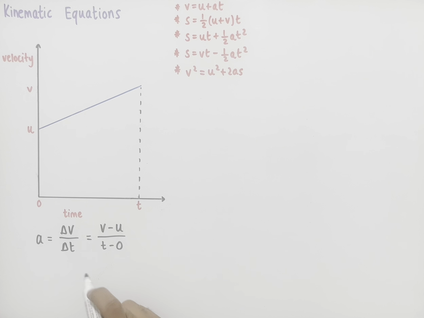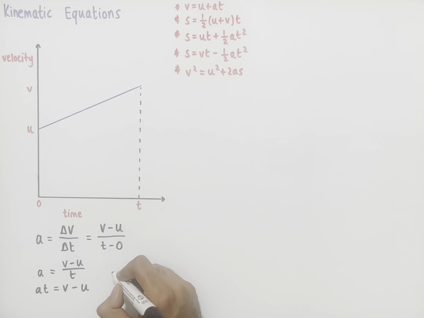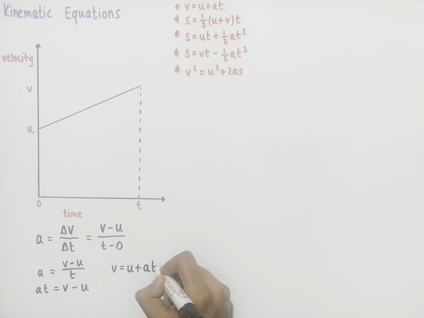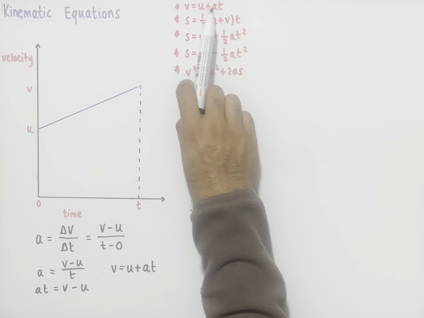And so if we simplify this, we end up with the acceleration, which equals v minus u all over t. Now multiplying both sides by t, we end up with at, which equals v minus u. And then finally, if we add u to both sides, we end up with v equals u plus at, which is the first kinematic equation that we have here.